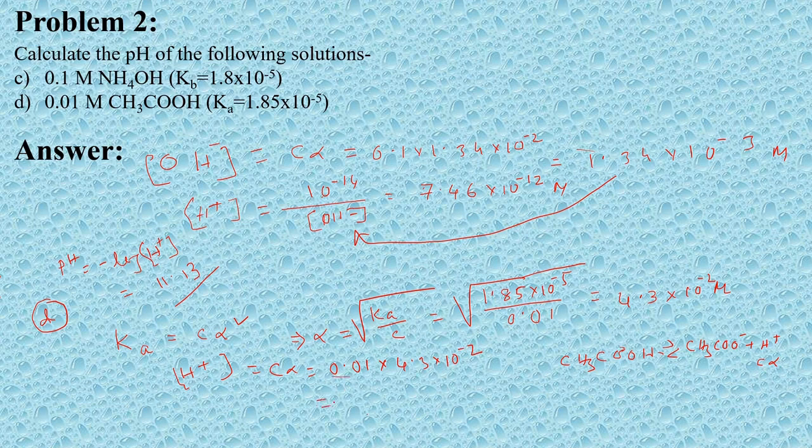So H plus concentration is equal to 4.3 into 10 to the power minus 4 molar. Then pH is equal to minus log of this, so it is 3.367.